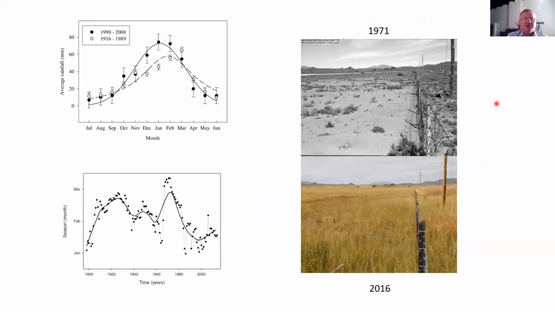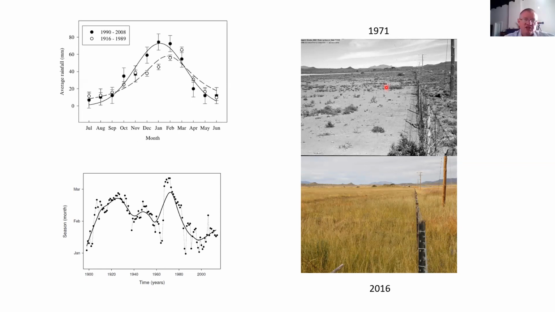And what about the longer-term rainfall? And what about the rainfall seasonality? How has this changed over time? The top left graph there on this next slide shows the distribution of rainfall from 1916 to 1989, and then from 1990 to 2008. A little bit out of date, 2008, but actually the differences have persisted, and in fact they have almost strengthened.